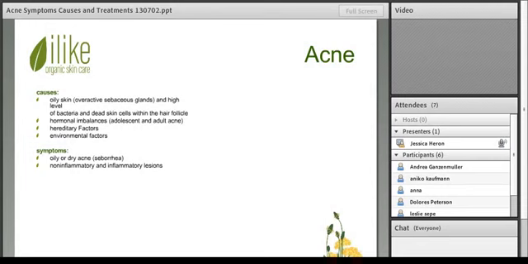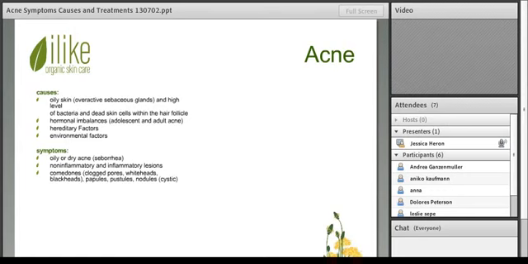Non-inflammatory and inflammatory lesions, excuse me for the mispronunciation, but we'll be talking about the differences between these types of lesions and the treatments for them as well. Comedones, like clogged pores, whiteheads, blackheads, papules, pustules, cystic nodules that are deep in the sebaceous glands where they begin and become swollen and hard and very painful.